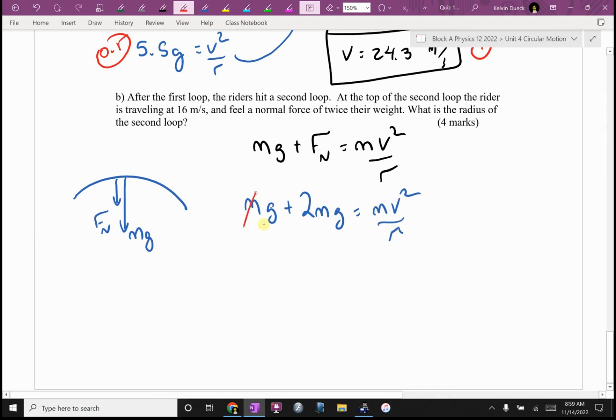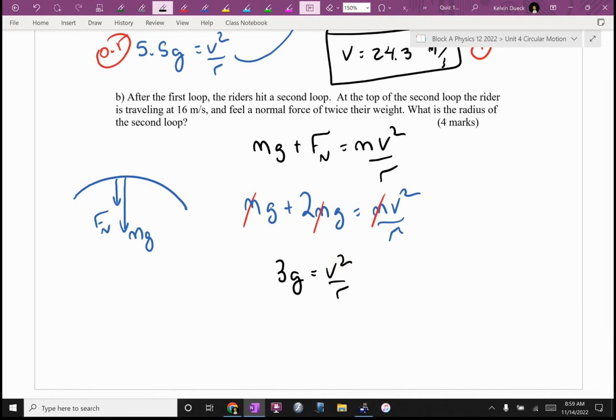I noticed, yay, the m's cancel. If you didn't, that's fine. I ended up with 3 g's equals v squared over r. I want to get the r by itself. Where is the r right now?